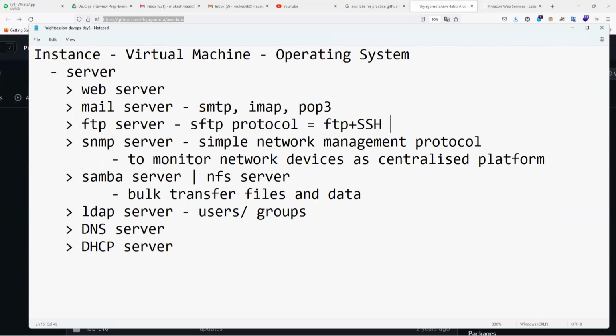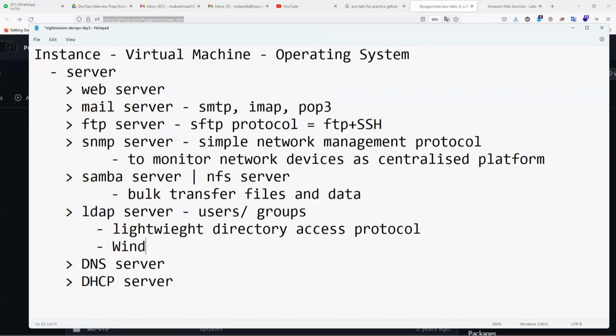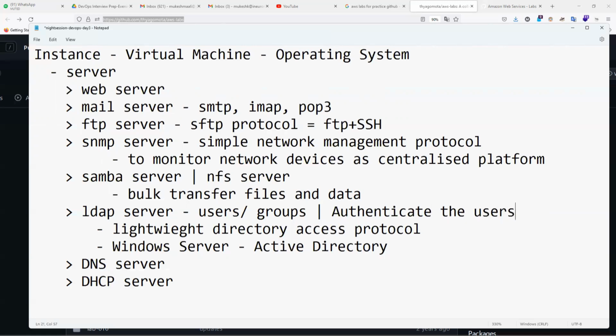So updates are everywhere; we have to update. LDAP's full form is Lightweight Directory Access Protocol. That is used mainly in the Windows server environment. That is where we install Active Directory to manage all the infrastructure of users and groups, and it is used to authenticate the users.